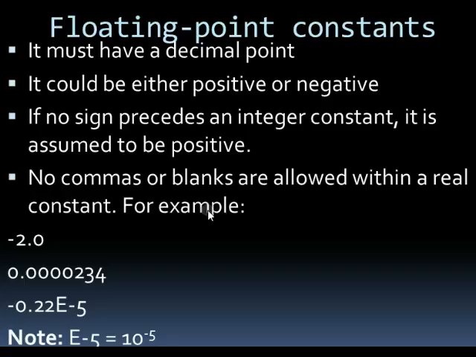Here is a brief note on floating point constants. It must have a decimal point. It can be either positive or negative. If no sign precedes the constant, it is assumed to be positive. No commas or blanks are allowed within a constant. Some examples: 2.0, 0.0000234, minus 0.22e minus 5. Here e minus 5 is 10 to the power of minus 5.